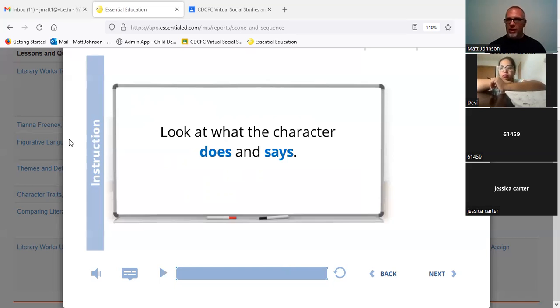Sometimes they actually tell you about them, or in other cases, you have to look at their actions or their reactions to things to establish that. So we are looking at.